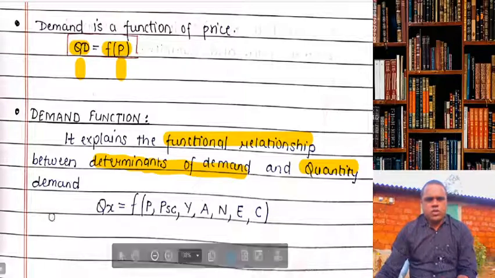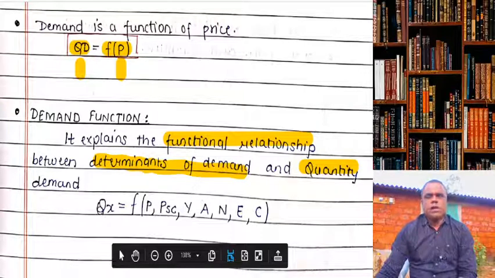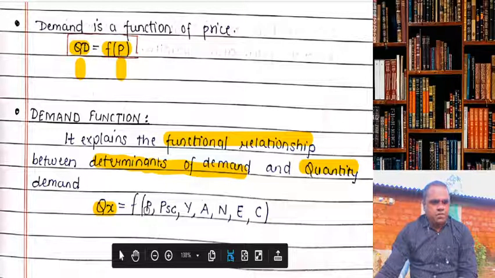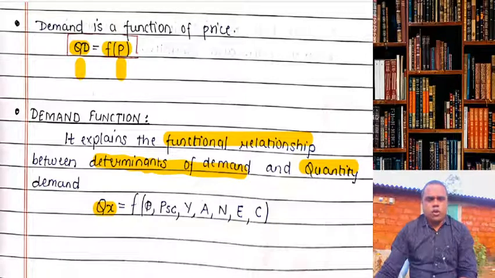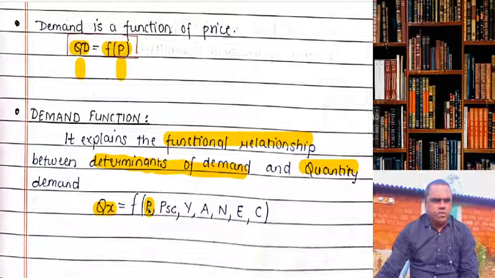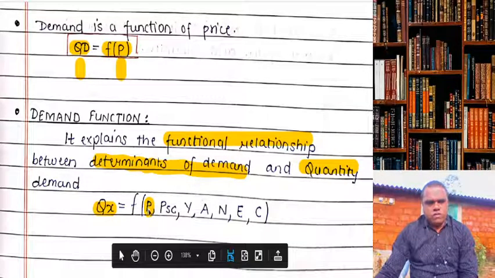There is another way, children, of putting this demand function. Here, quantity demanded of commodity X is a function of, children, whatever shortcuts I have written here, they are called economic identities. The first one, P, which stands for price. It means, children, the quantity of X depends upon the price of X.